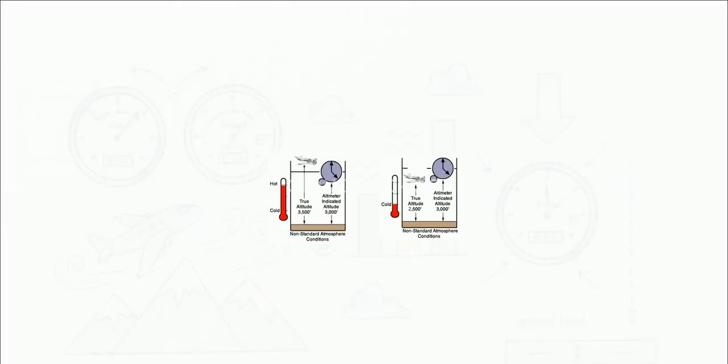This comparison brilliantly illustrates our problem. Look at the hot, less dense air on the left. Pressure decreases slower, so you might actually be slightly higher than you think. But in the cold air on the right, the true altitude of the aircraft dips dangerously below the altimeter's indicated altitude. Because cold air is denser, the pressure decreases much faster with height.